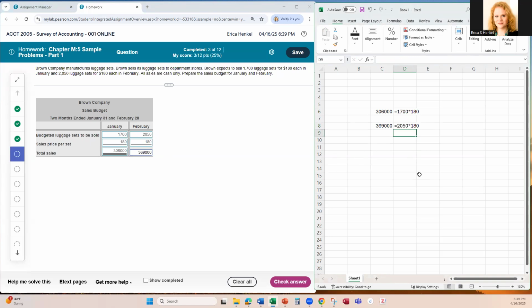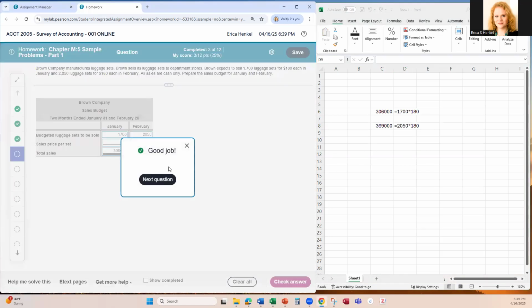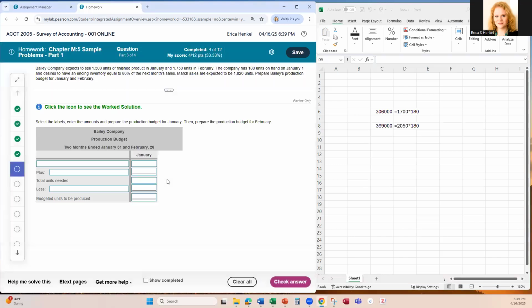And that was how we calculated it, right? Just multiplying the number of units needed times the price per unit. All right. For the next one, we have another example of budgeting our units of production here.